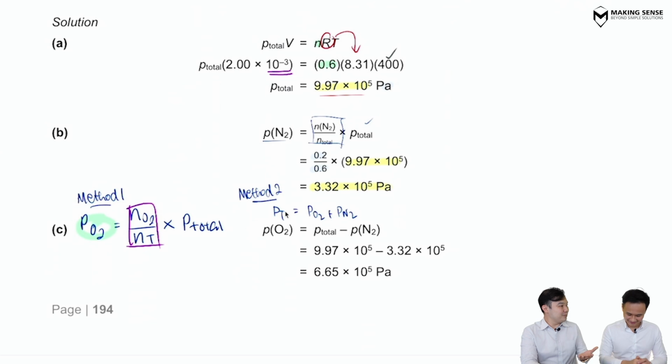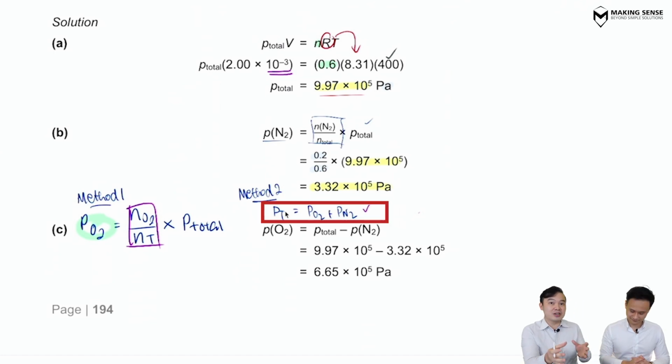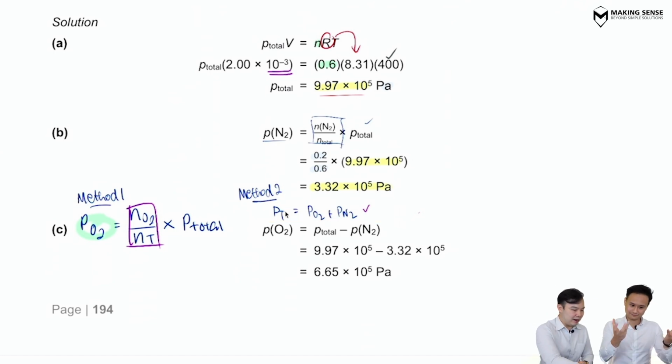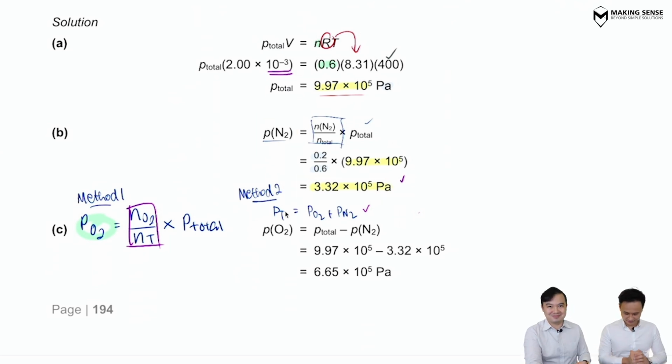So there's an alternative method, which is to use Dalton's law of partial pressure, right? And that's going to be given over here. It tells you that the total pressure is going to be the addition of their partial pressures. So since in part B, I already got the partial pressure of N2, it's not that hard for you to find the partial pressure of O2 anymore. Smart. Okay. Yes.